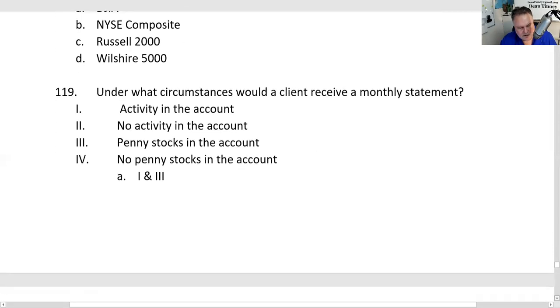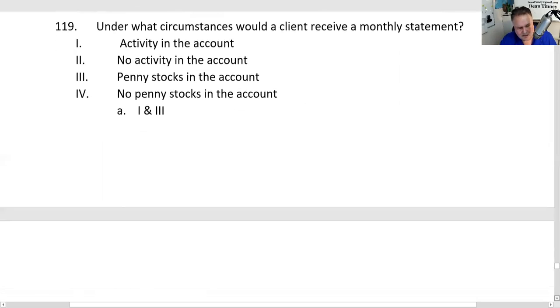This rule has recently changed. So now it's just monthly if it's a penny stock, quarterly if not. So just a penny stock. I definitely know what a penny stock is. Let's see if I have that for you.